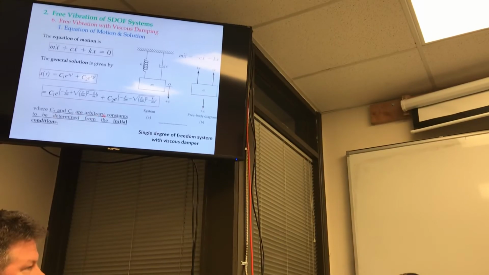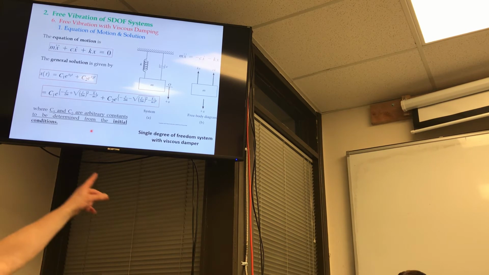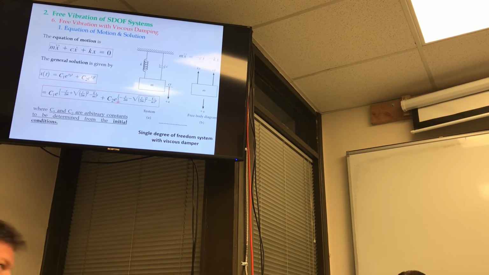Where C1 and C2 are arbitrary constants, where do we get them from? Obviously, we get them from the 2 initial conditions. S1 is the top one, S2 is the bottom, you just plug it into that. That's a big ugly mess. I didn't want to write it in this form because it's just too long, okay?